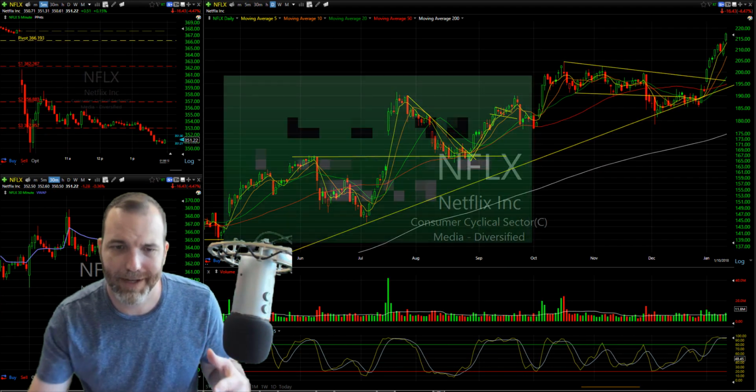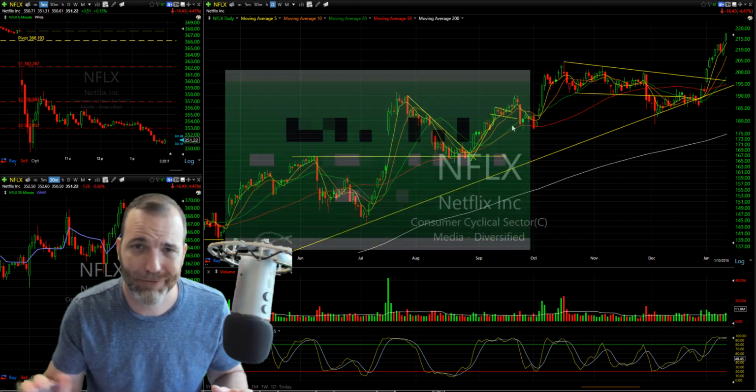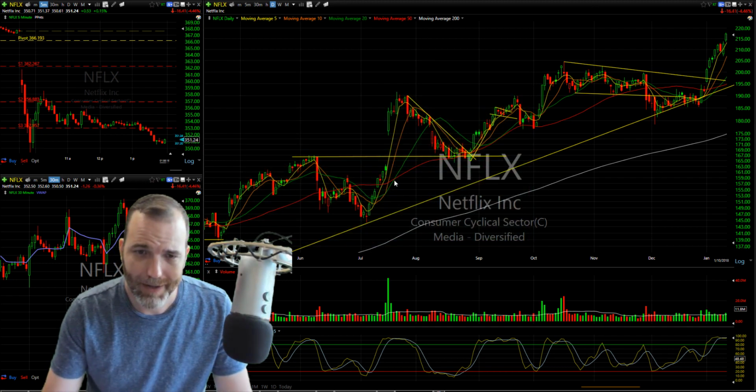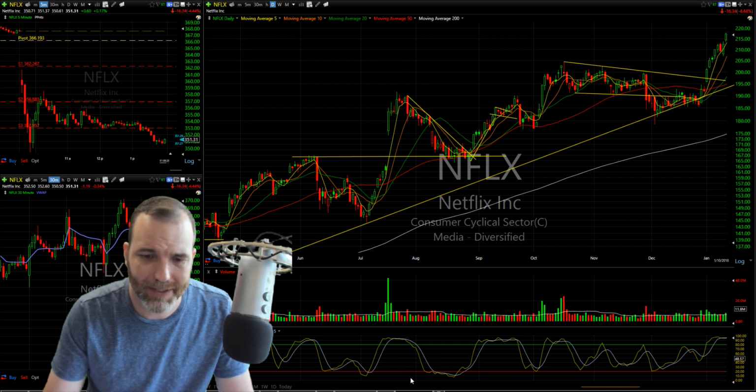On to Netflix. Now, again, I've got tons of markings on this, so just ignore it. I've traded this thing a ton over the years. But huge gap higher. It's unfilled. And you've got some consolidation at the top followed by this huge red candle. Now let's look at the stochastics. What is it telling us?